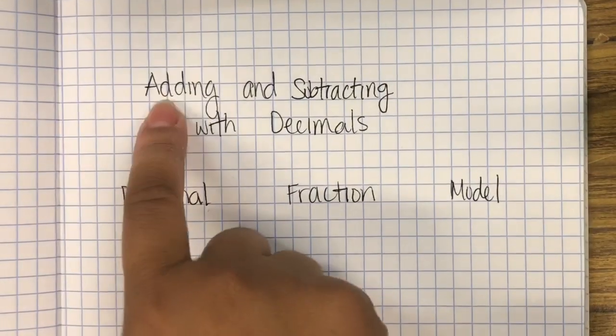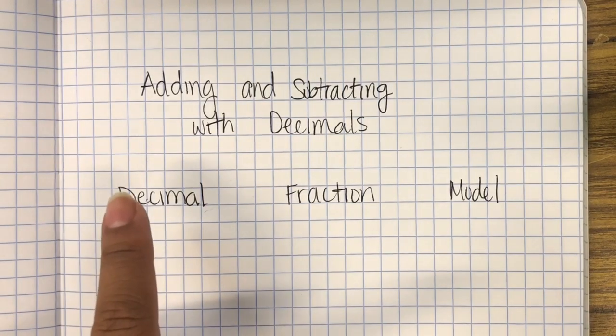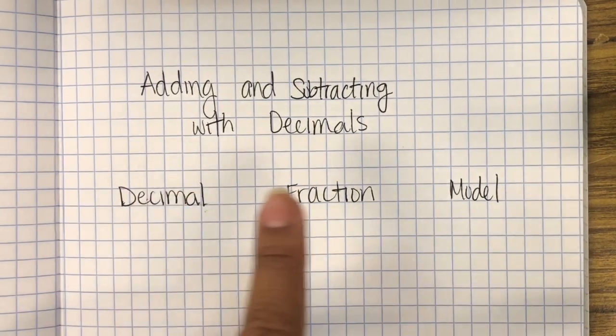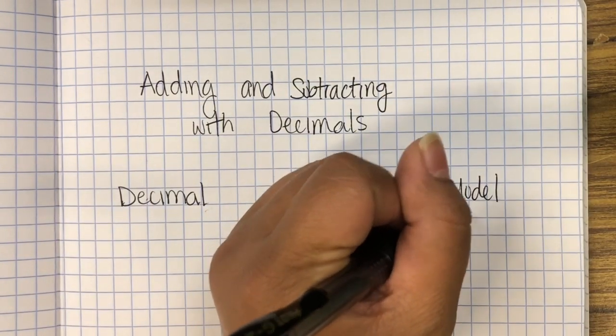Okay, so this topic is adding and subtracting with decimals. With this one, we are going to solve it algorithm-wise with decimals. We're going to prove it with a fraction, and we're going to prove it with a model. So the model has to do with base 10 blocks.